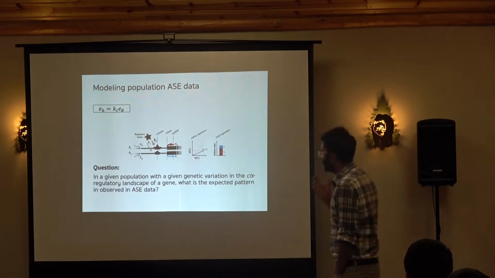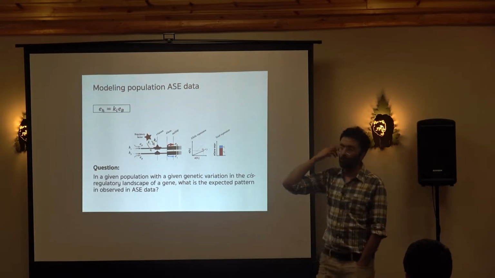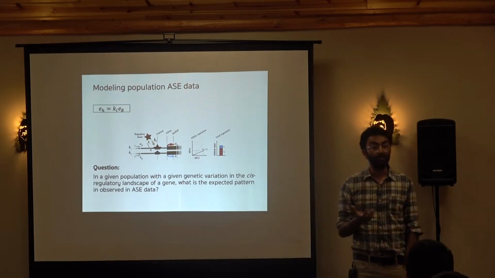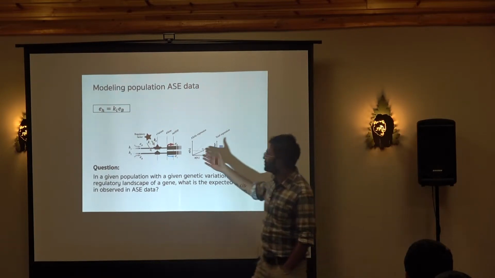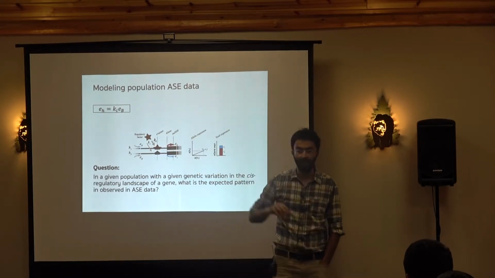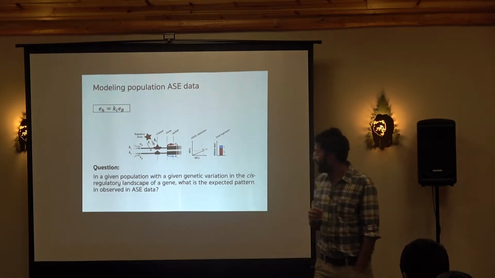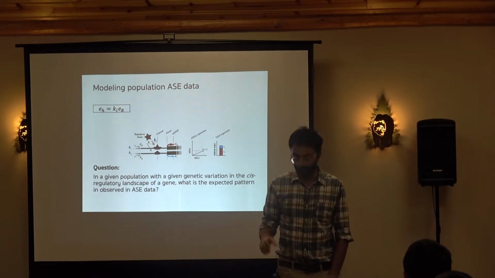So how do we go about this? We went back to our rocket science model to see how we can use it to work out what we expect to see in a population of people. Specifically, let's assume we have a population with a bunch of genetic variants. I have one here, but let's say I have a couple of them, with different effect sizes and so on.